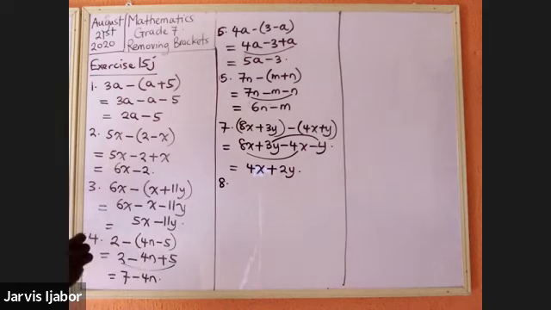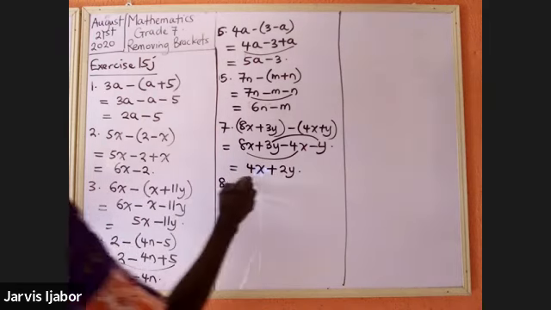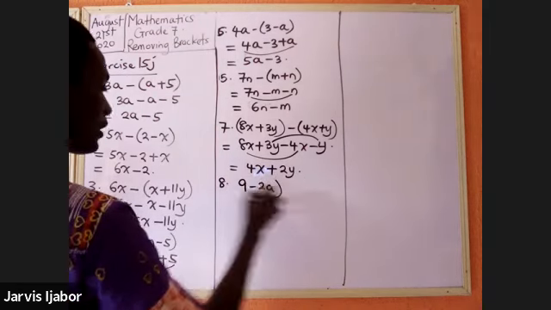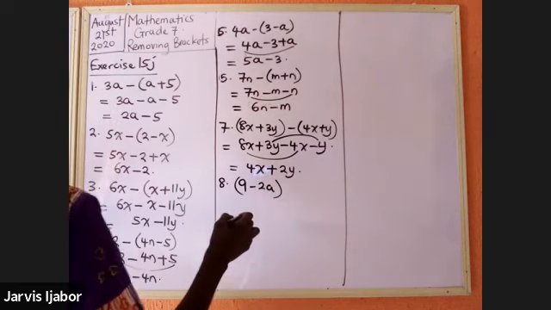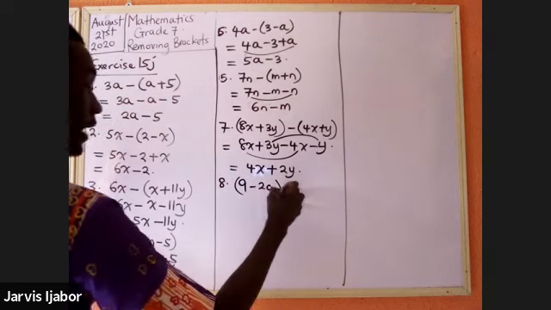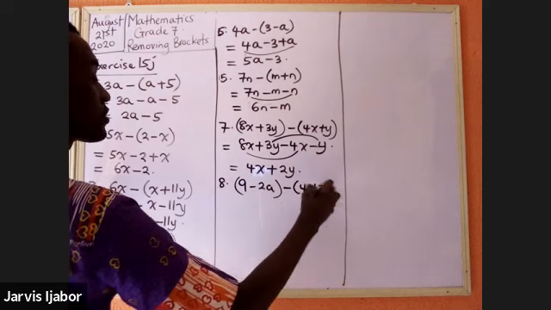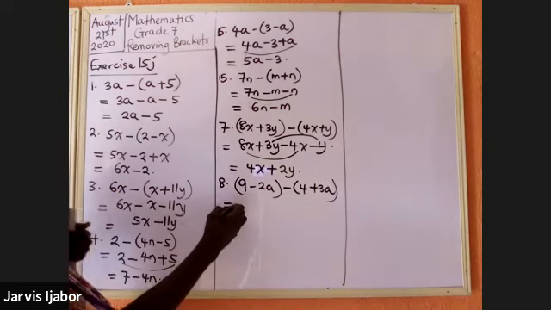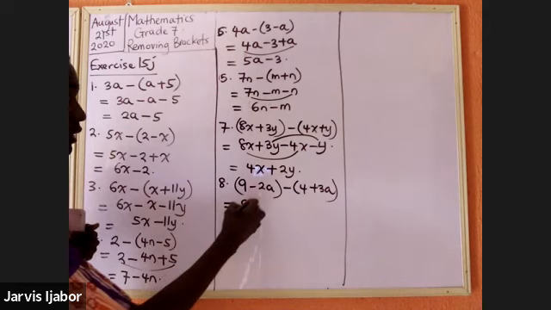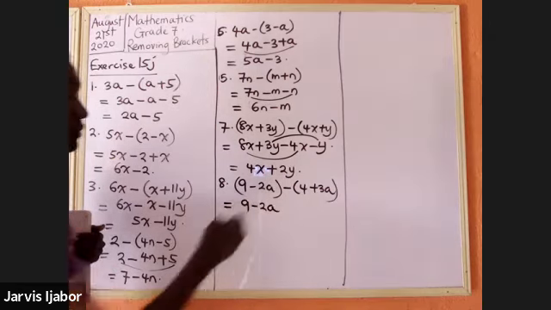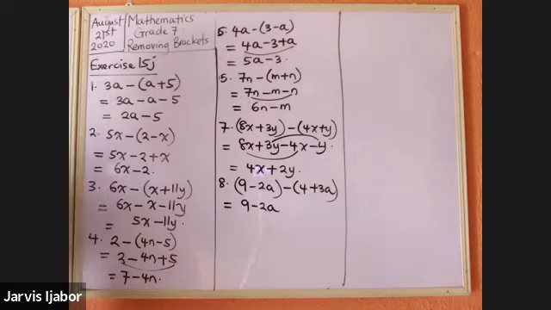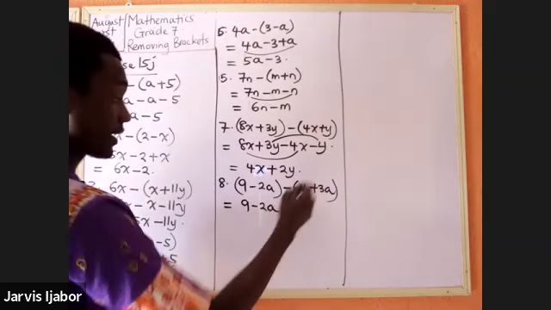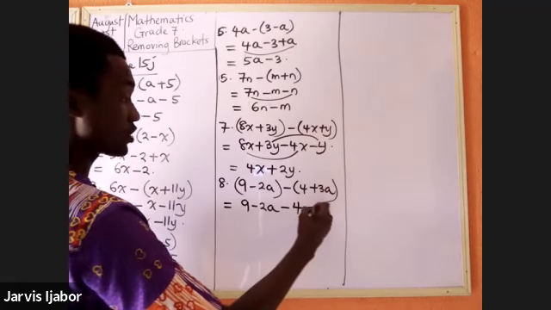In question 8, we have 9 minus 2a in brackets minus 4 plus 3a. How do you handle that? Quite simple again. This will be 9 minus 2a, the positive bracket, so it will be positive, the content is not affected. Negative bracket, this will change to negative and this will change to negative.